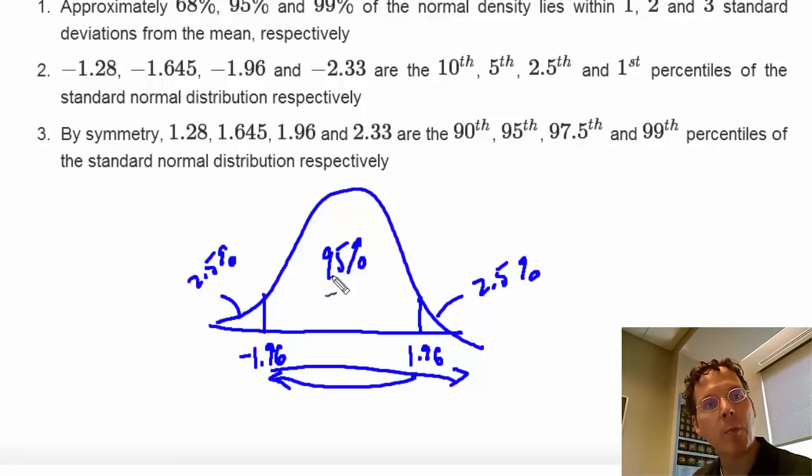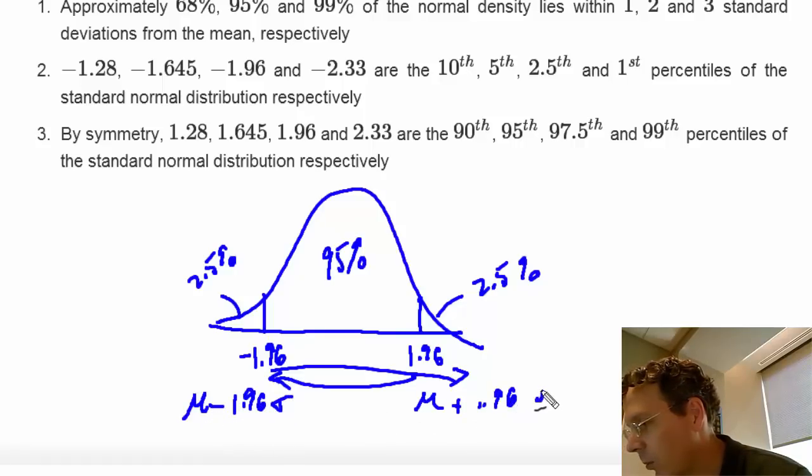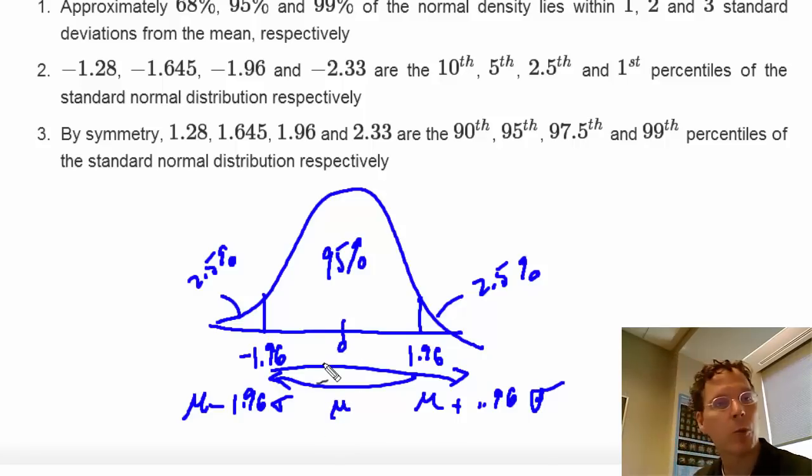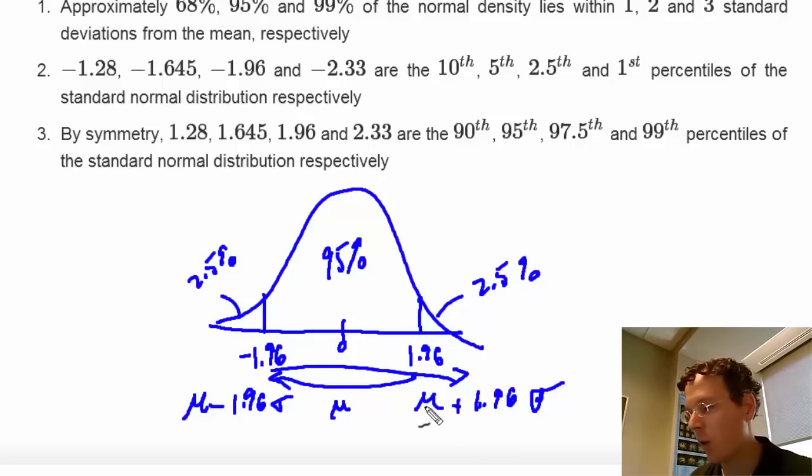If we're dealing with a potentially non-standard normal, notice then it's mu minus 1.96 times sigma and mu plus 1.96 times sigma. Again, the center there would be mu, and for the standard normal, the center would be 0. Of course, notice this calculation for the standard normal, when you plug in mu equal to 0 and sigma equal to 1, just gives you back the correct number, 1.96 by itself.